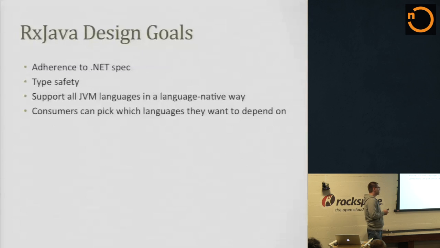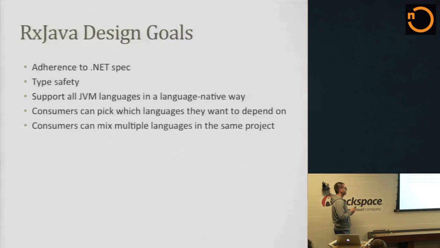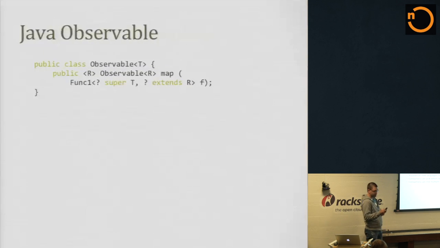We want consumers to pick which languages they depend on. We don't want a Clojure shop to depend on the Groovy runtime. We don't want vice versa. Pretty obvious, but wanted to state that. Likewise, we don't want to force any decisions to be made. You can mix multiple languages if you want. You can use multiple languages if you'd like.